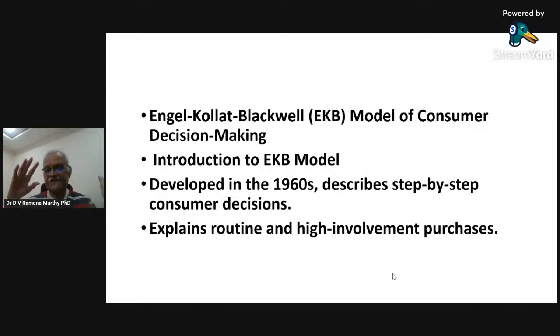We have seen in earlier sessions what routine buying is and what high involvement purchases are. Buying a normal product like a soap is routine, because you don't have to spend too much time on this brand or that brand. It's routine stuff like a toothpaste or a toilet soap. But when you're buying a car or a laptop, as we have already told you, it's a high involvement purchase. So this model explains both routine and high involvement.